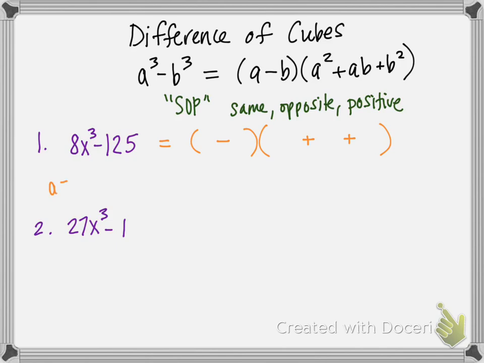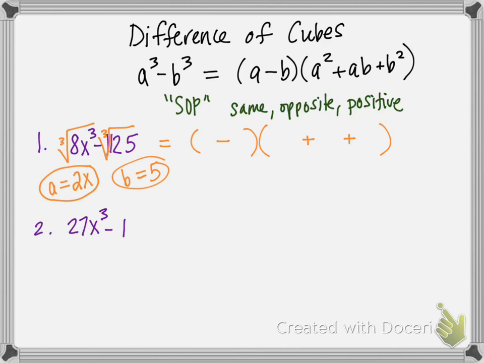So to get a, I take the cube root of this first term. So what even number can I multiply by itself 3 times to get 8? That's 2, and the cube root of x to the third is just x. So there's my a. My b value is the cube root of 125, so what odd number can I multiply by itself 3 times and get 125, and that would be 5. All right, so now that I have my a and my b, I could fill in my factored form.